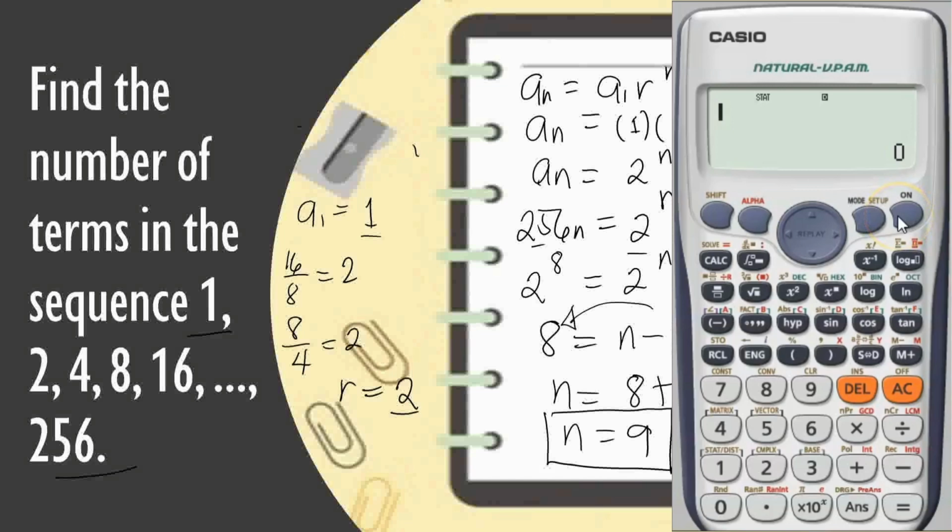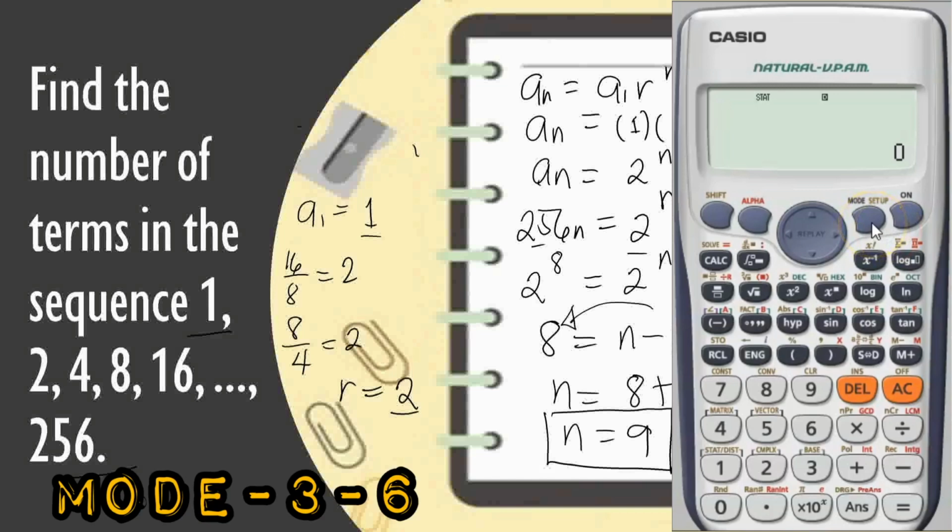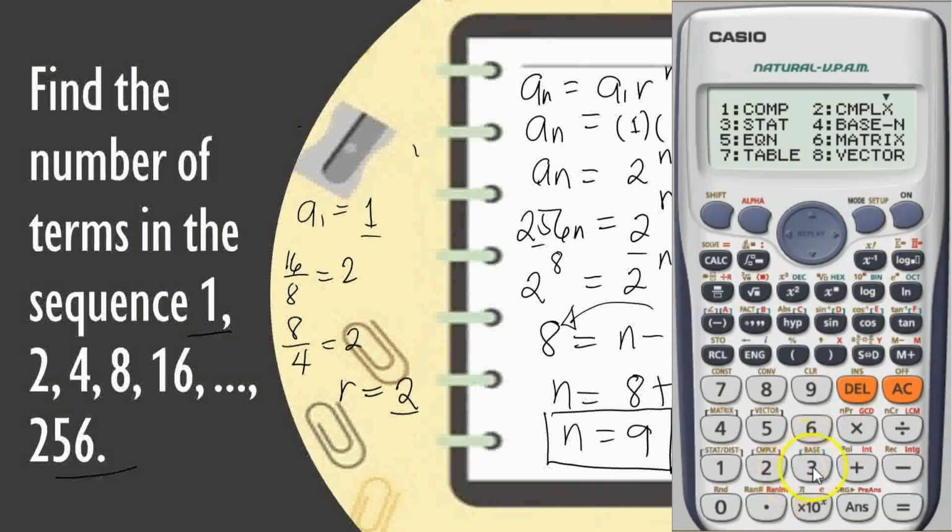So, kapag naman geometric sequence or geometric progression, ang mode na gagamitin naman natin is mode 3-6. So, mode, and then 3 stat, and then yung 6. So, meron tayong common ratio. Ganoon lang din tulad nung arithmetic sequence, arithmetic progression. So, pwede nating ilagay dyan yung first and second term or kahit dalawang terms lang kasi automatic, mako-compute agad ng calculator kung ano yung common ratio niya. So, sa geometric sequence or geometric progression, meron tayong common ratio. Sa arithmetic naman, common difference.